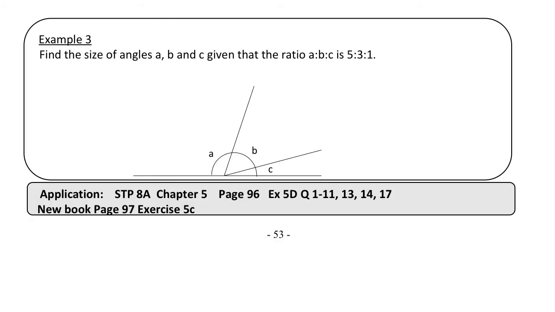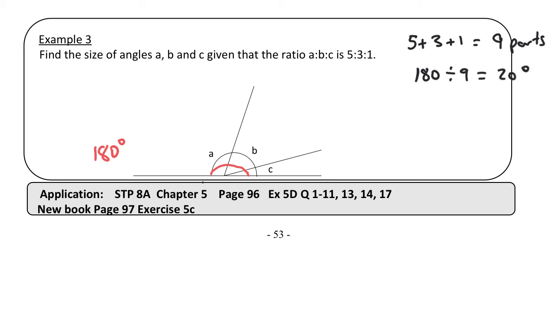And then example 3. Find the size of the angles A, B, and C if the ratio is 5 to 3 to 1. So the first thing we need to do is find the total of the parts. So 5 plus 3 plus 1 is 9 parts altogether. We need to find the size of each angle. So A and B and C all lie in a straight line, so their total is 180 degrees. So we need to divide by the number of parts. So we're going to do 180 divided by 9, which is 20 degrees.